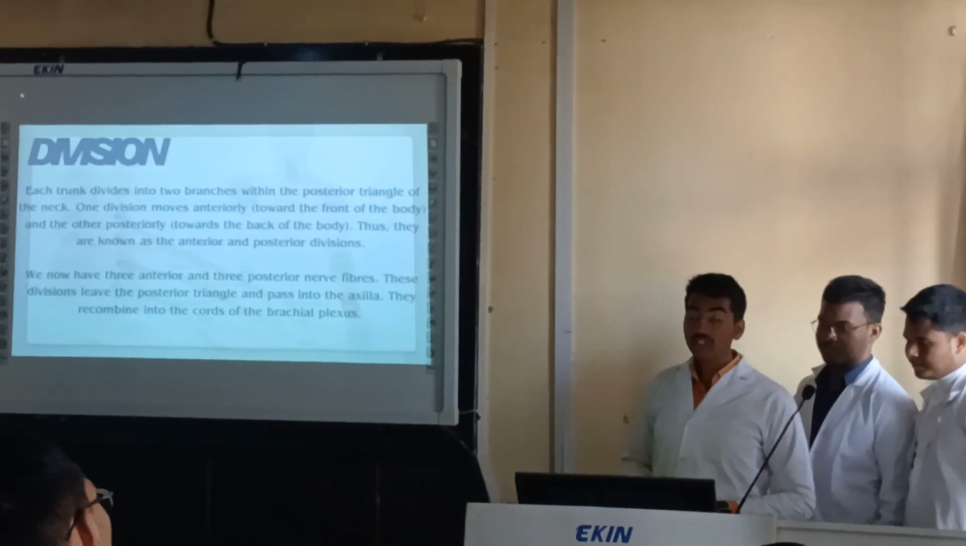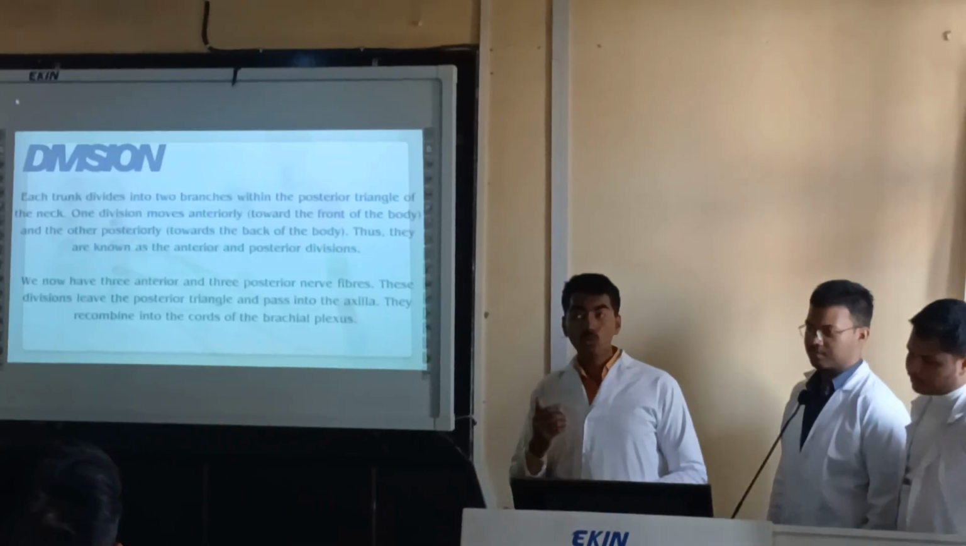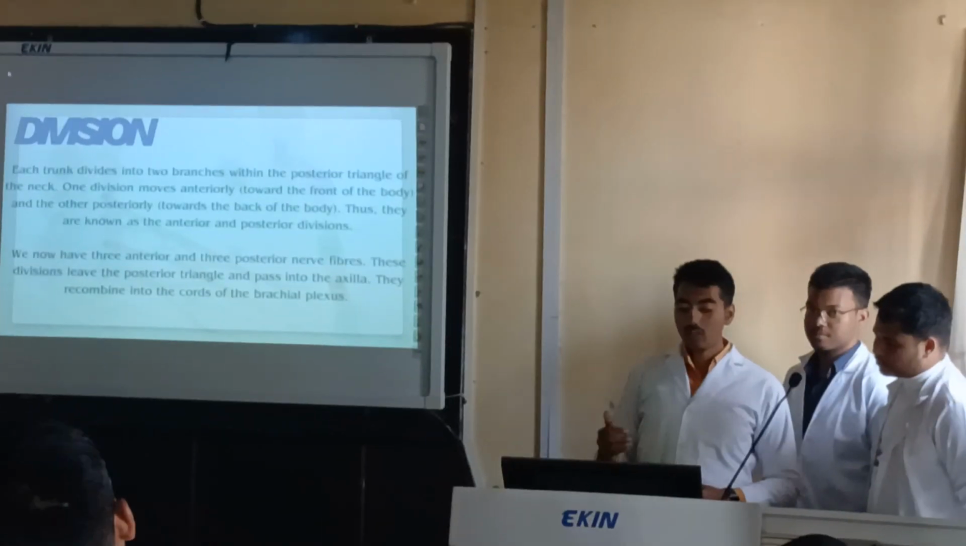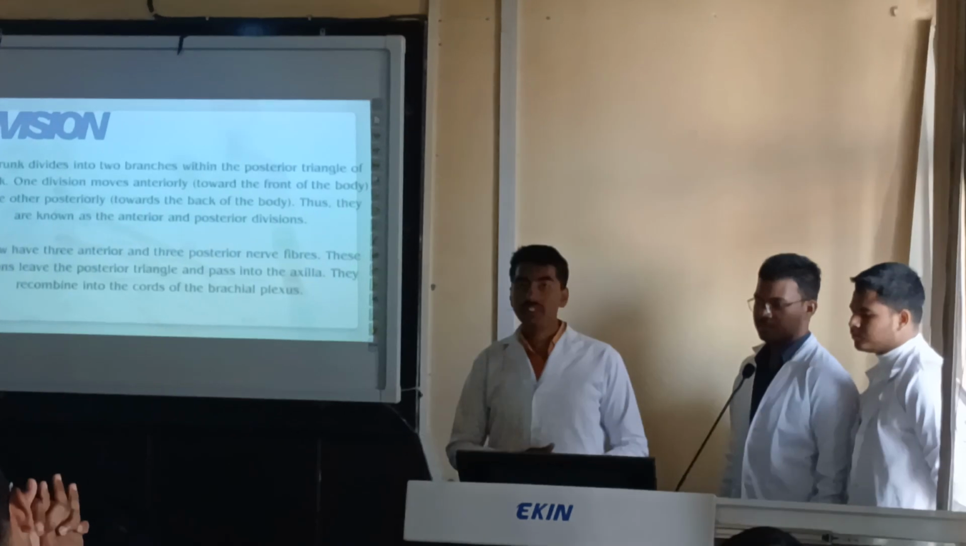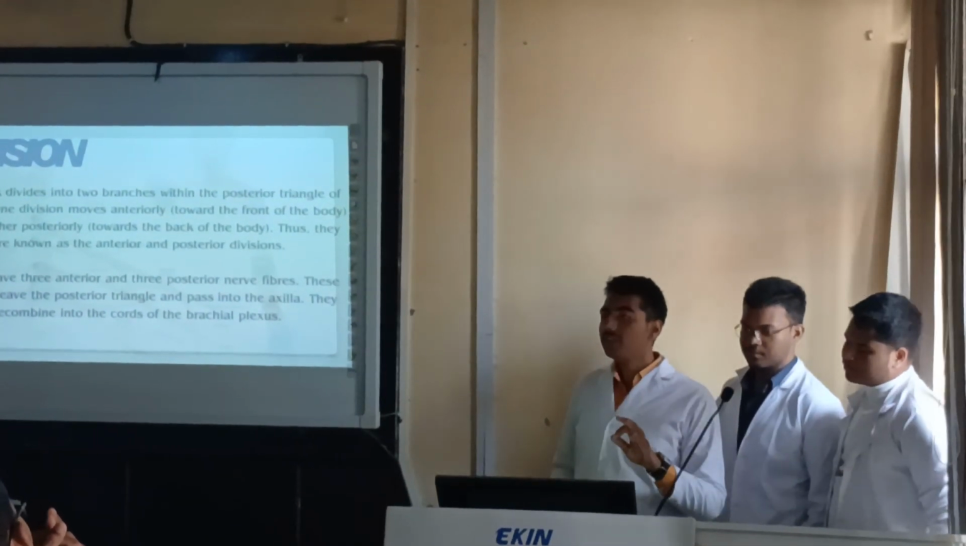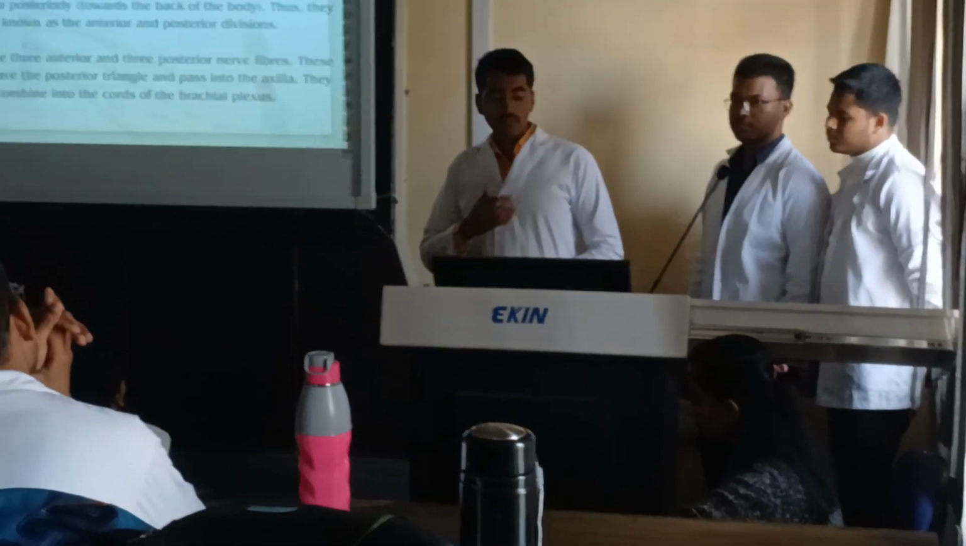Now divisions. Each trunk divides into two branches, anterior and posterior. Thus, they are known as the anterior divisions and the posterior divisions. So, there are three anterior divisions and three posterior divisions, which pass into the axilla from the neck. Now, after coming to the trunks and the divisions, I'll hand it over to Fuel Bharti, who will continue from chords and beyond. Thank you.